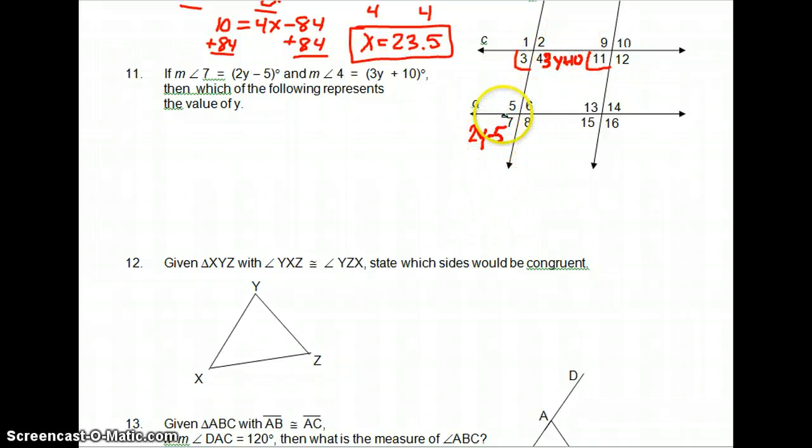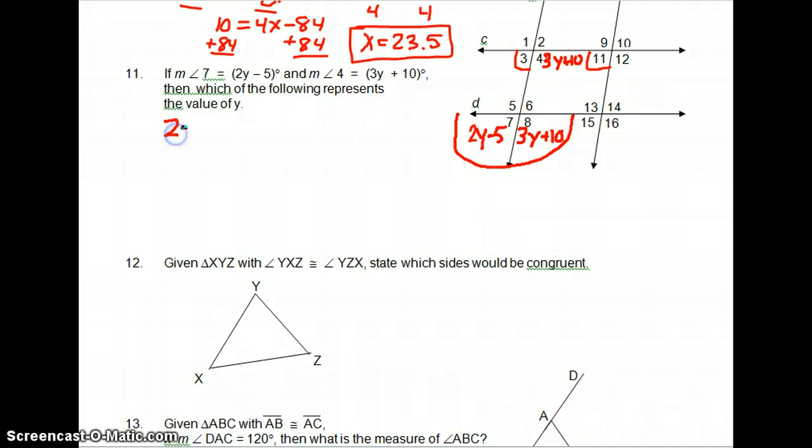is outside, this one's inside, and they're on opposite sides of the transversal. So what we need to do is move one of these to an equivalent location and then solve. Well, I know if 3y plus 10 is up here, I can move it right down here because those are corresponding. So I'll do that. 3y plus 10 goes there. Now that they're next to each other, I know that together they're 180 degrees.